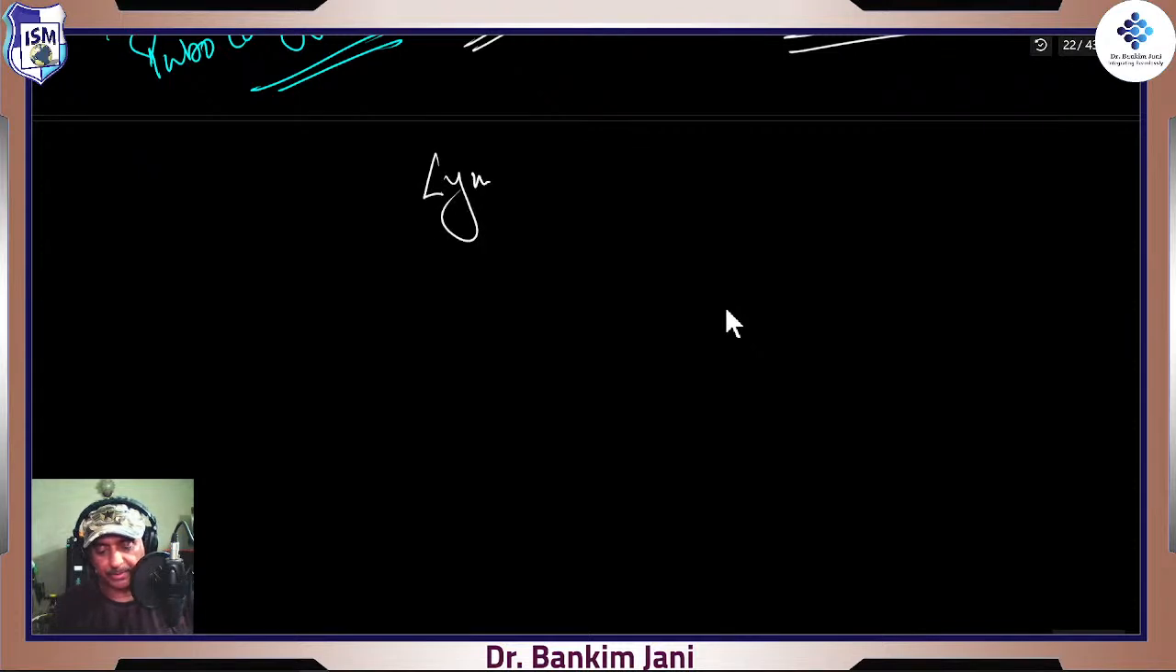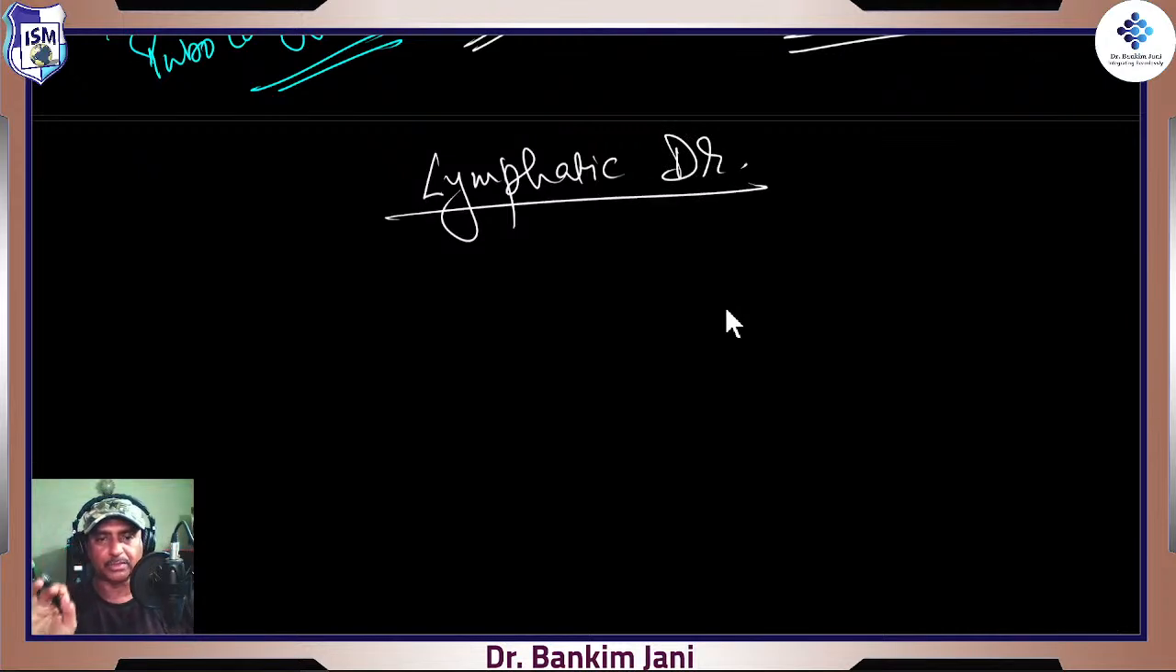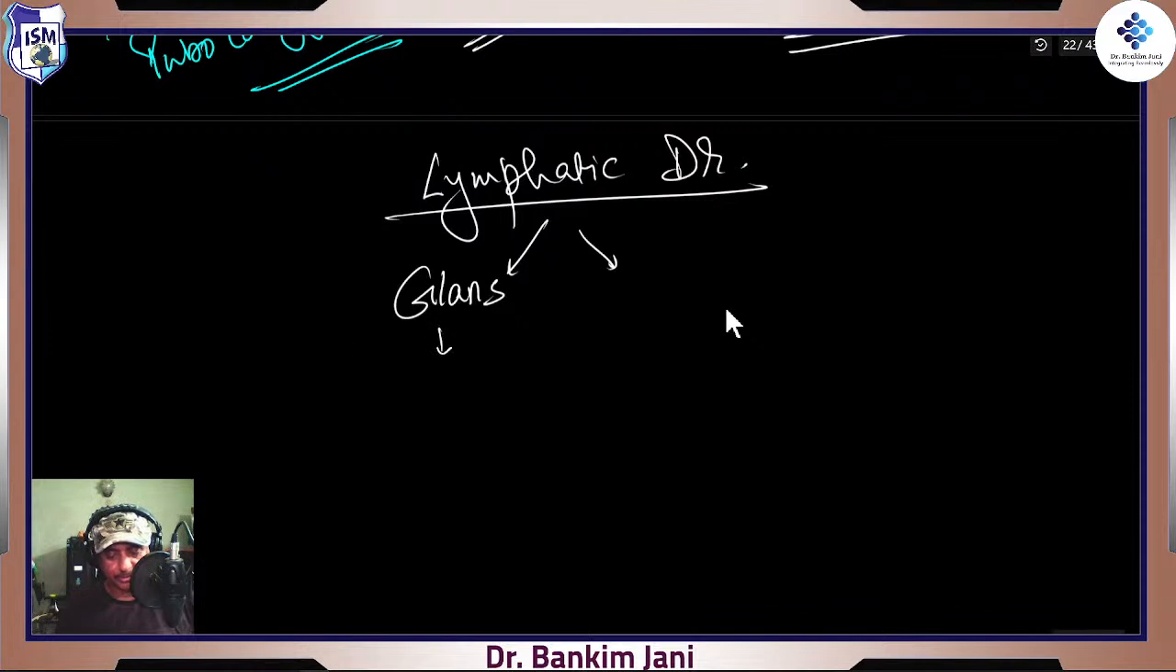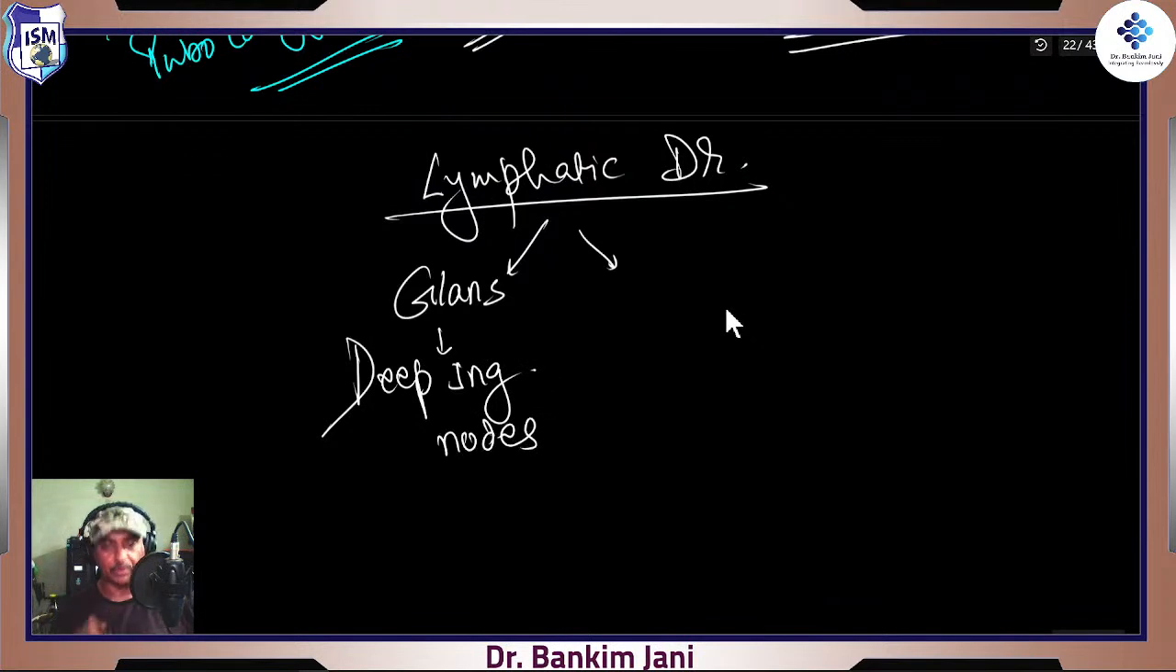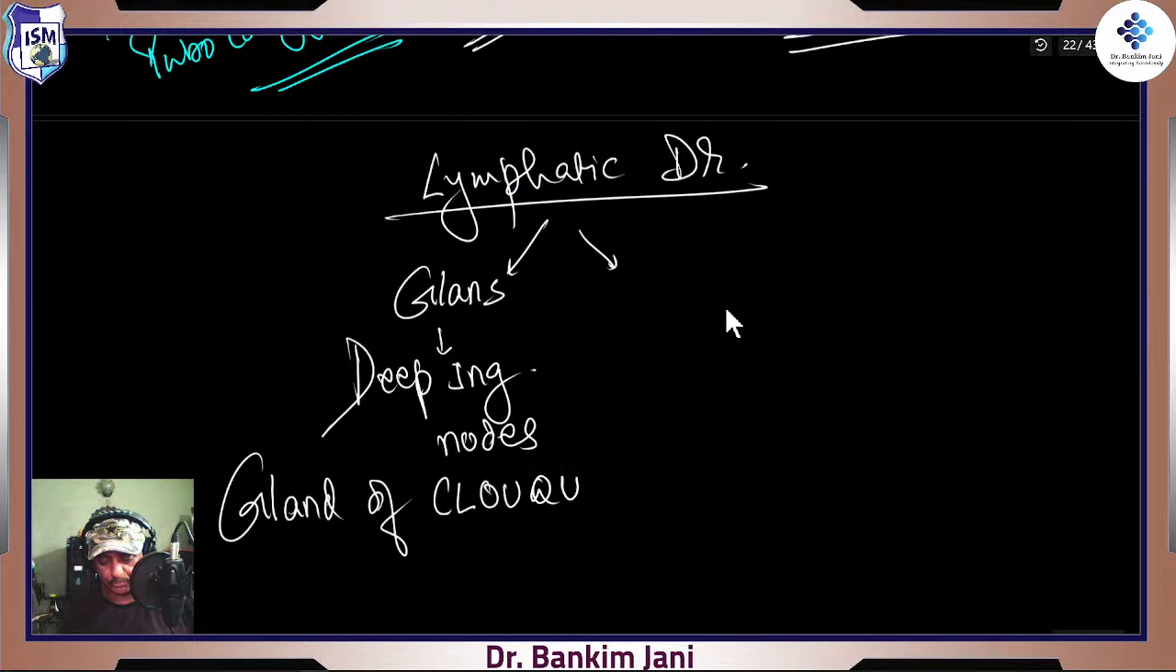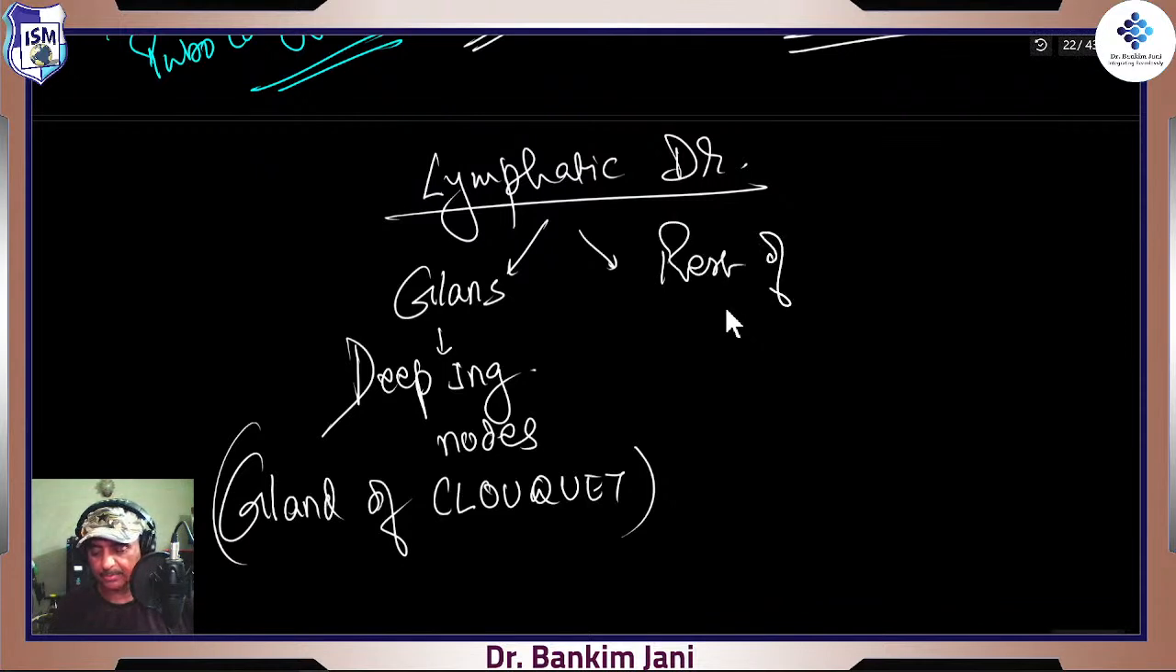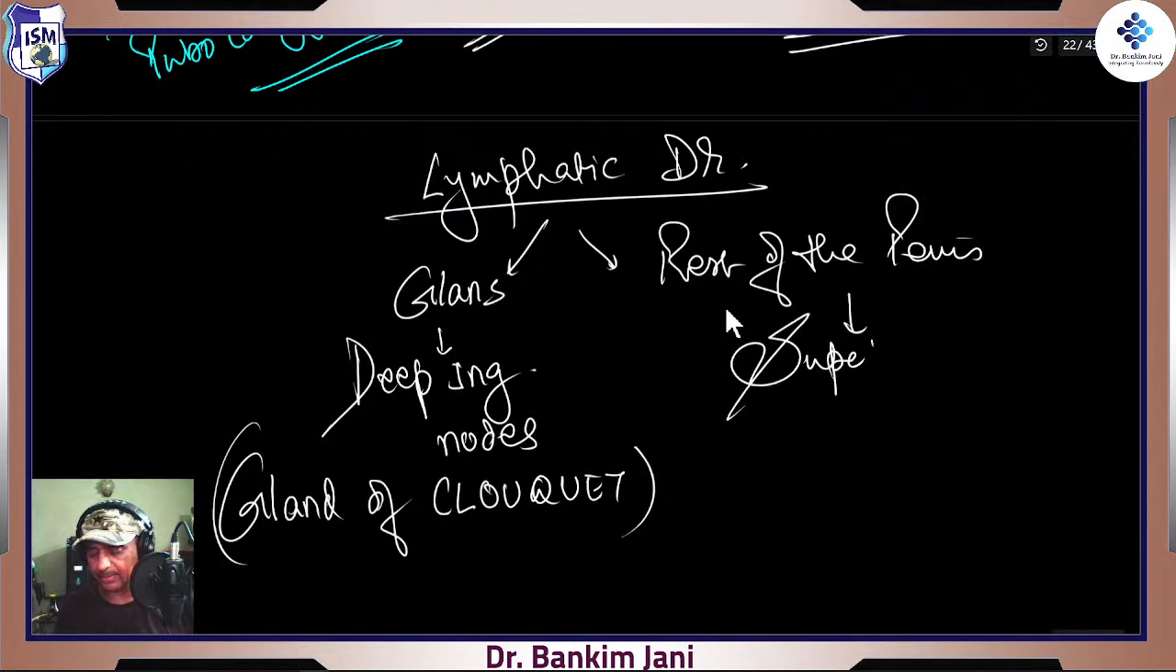The lymphatic drainage part. In lymphatic drainage, there is just one important word one must know. The glans, or the anterior portion, is drained by the deep inguinal lymph nodes, and there is a name given to that: the gland of Cloquet. The gland of Cloquet. And the rest of the penis is simply drained by the superficial inguinal lymph nodes.